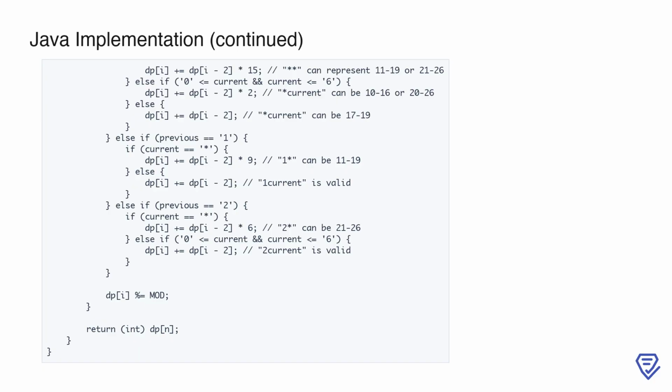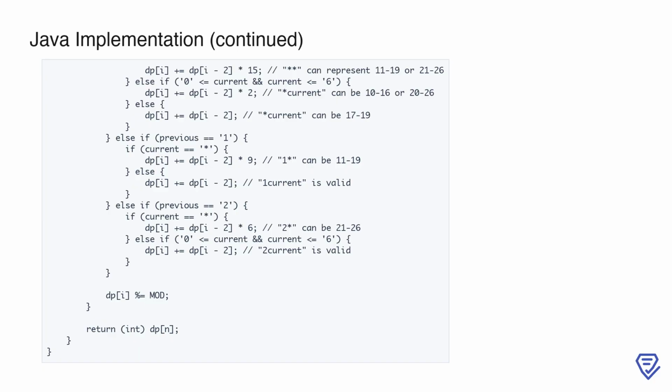Next, we handle cases where the previous character is 1. If the current character is asterisk, the pair can represent numbers 11 to 19, giving 9 possibilities. Otherwise, any valid digit forms a valid two-character number, so we update dp[i] accordingly. Similarly, when the previous character is 2, if the current character is asterisk, the pair can represent numbers 21 to 26, generating 6 possibilities. For digits between 0 and 6, the pair forms valid numbers like 20 to 26, so we include that count.